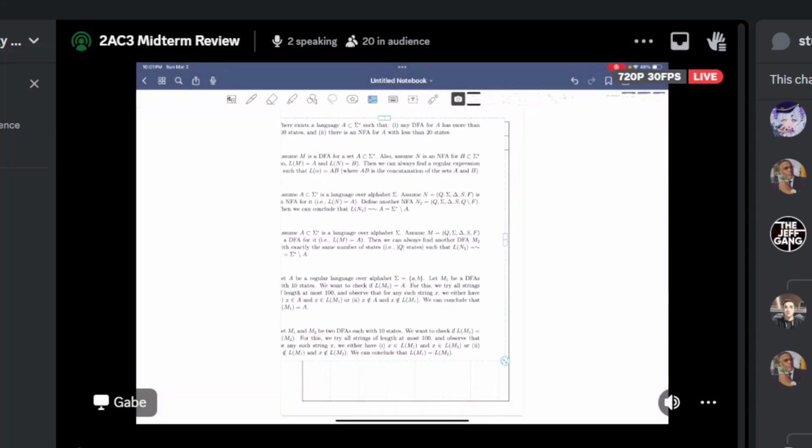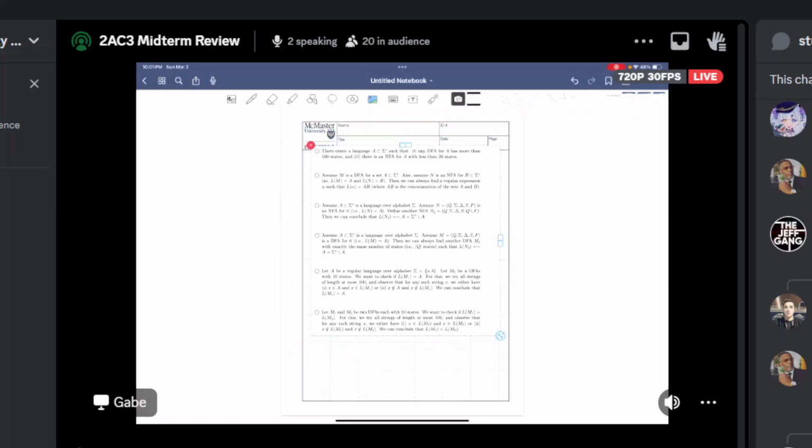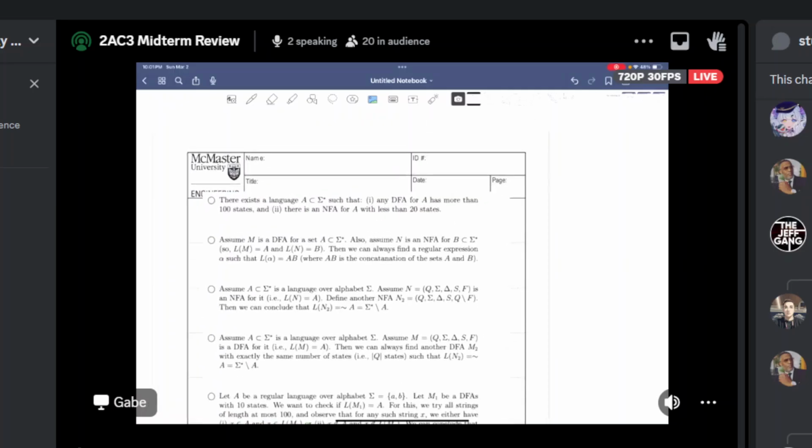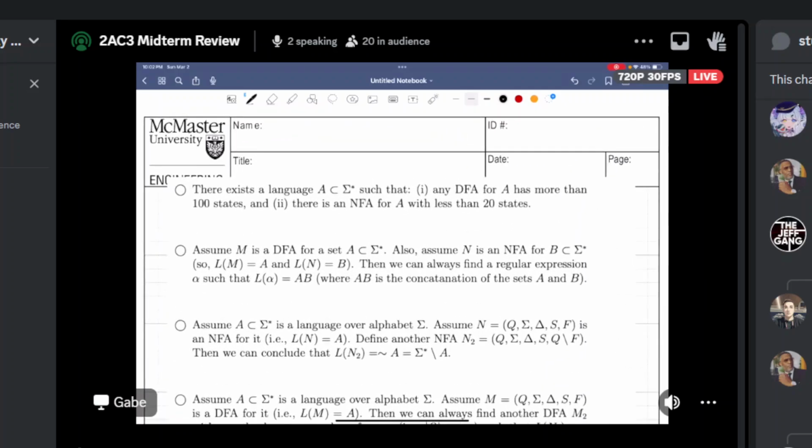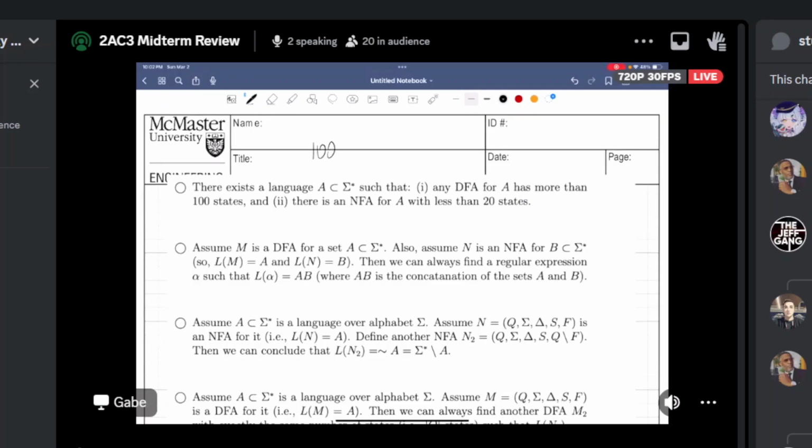So these are just true or false. Oh, we had this. Okay. Is there a language where the DFA has 100 states and the NFA has less than 20? Yes, because if an NFA has n states, then the most states the DFA could have is 2 to the power of n. If the NFA has 20 states, the DFA could have up to 2 to the power of 20, and that's a lot more than 100. So yes, there exists an NFA with less than 20 states whose DFA has more than 100 states. I think I got this one wrong.